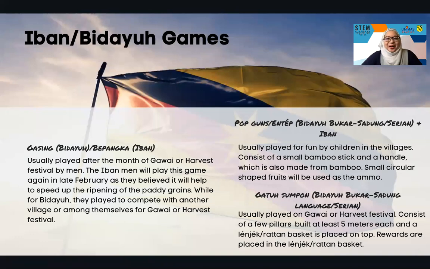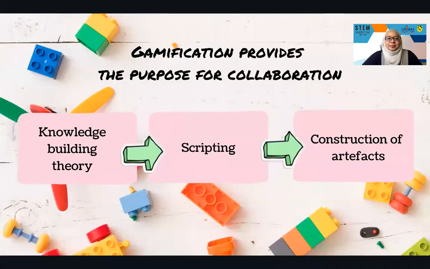So this is a little teaser. We hope you will come back, and we'll organize a workshop just on how to work on the traditional games to create gamified lessons. There are so many games that we can take as inspiration to make the learning experience, the learning journey, more meaningful and memorable for the students.